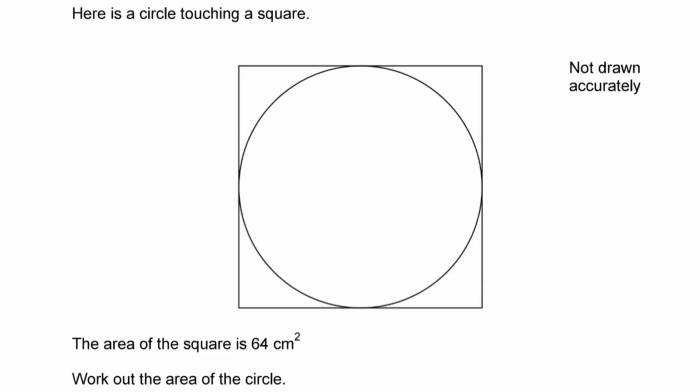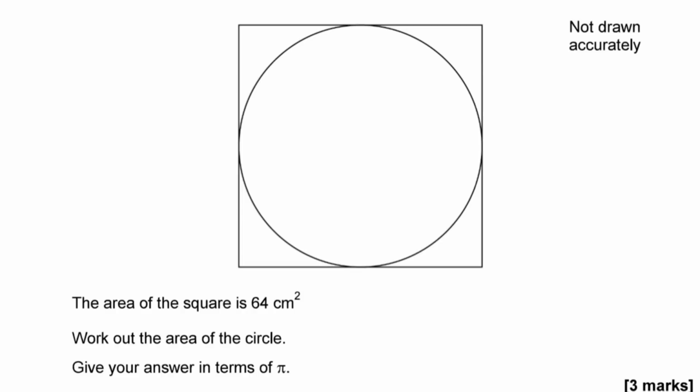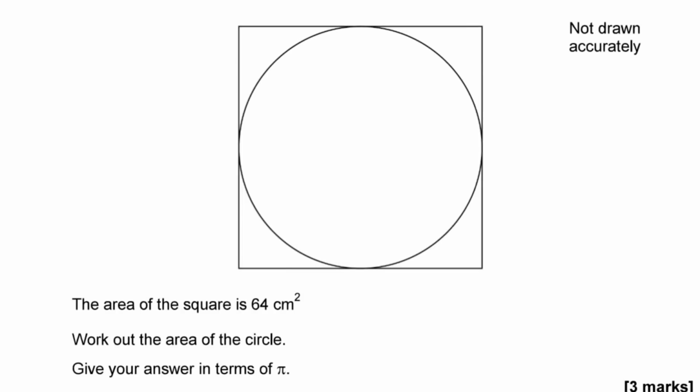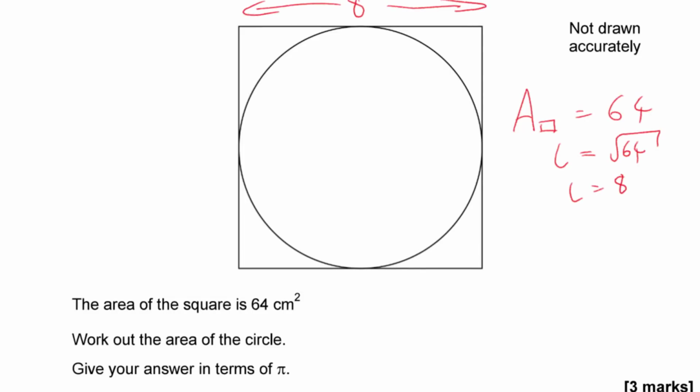Here is a circle touching a square. The area of the square is 64 centimeters squared. Work out the area of the circle, giving your answer in terms of pi. Okay, so if I know that the area of the square is equal to 64, then each length must be the root of that, because area of a square is length squared, isn't it? So L is going to have to be 8, okay, which means it is 8 from there to there.